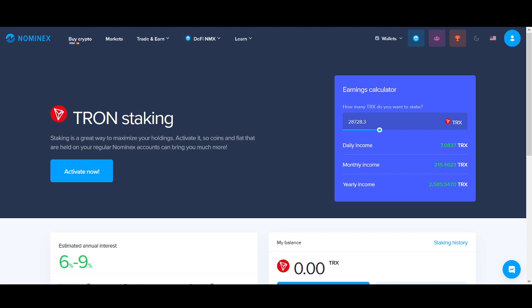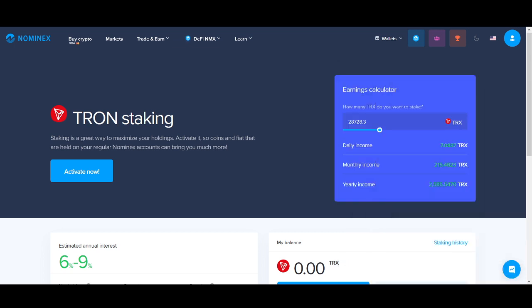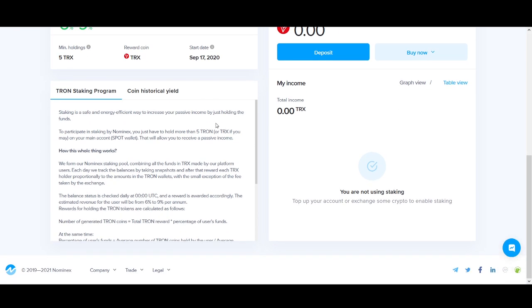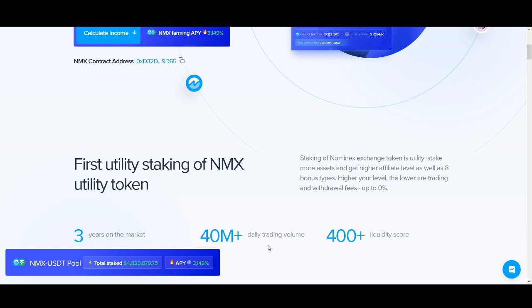That will be something that personally I'll be interested in, especially if the price keeps going up. I'll get a calculator out and I'll try to show you guys potential incomes that you can have staking, especially the yield DeFi farming. But Tron staking is very simple, it's very self-explanatory. Now the really interesting stuff, the yield farming.